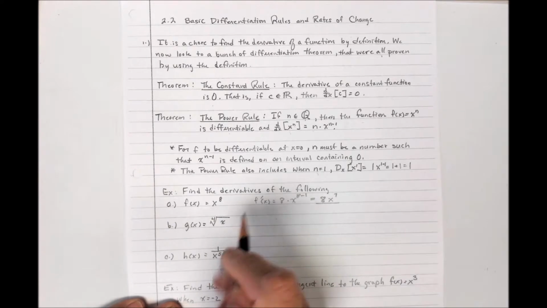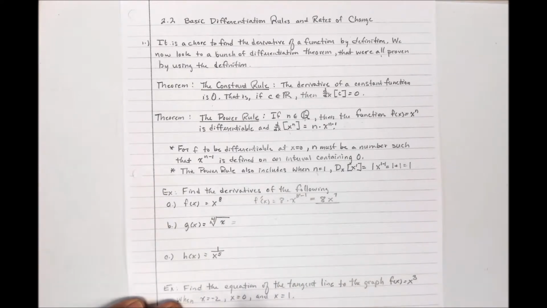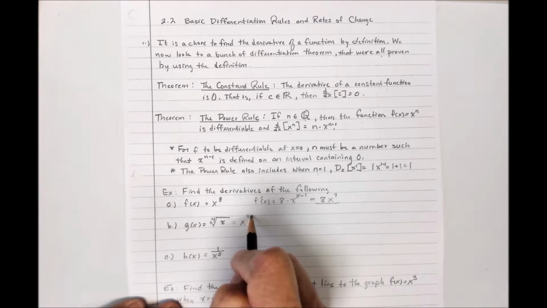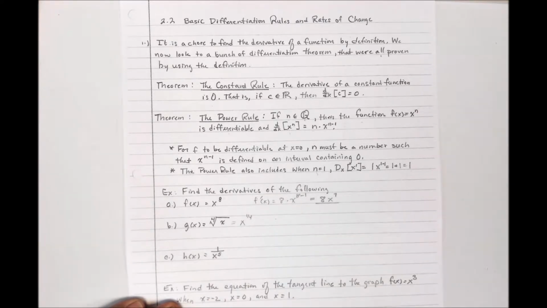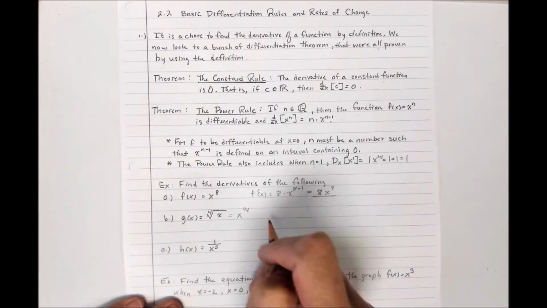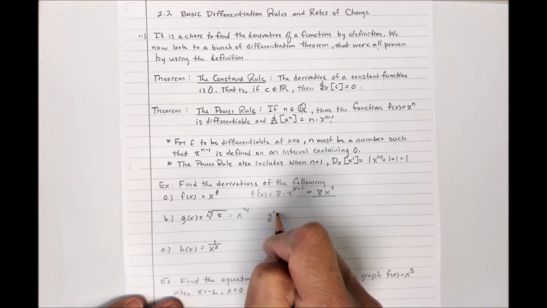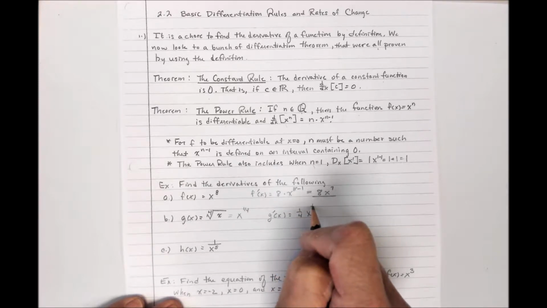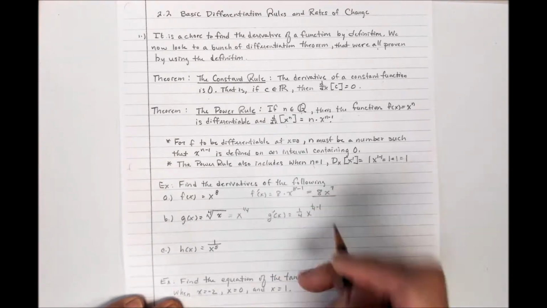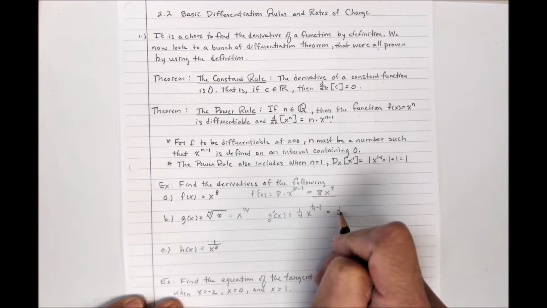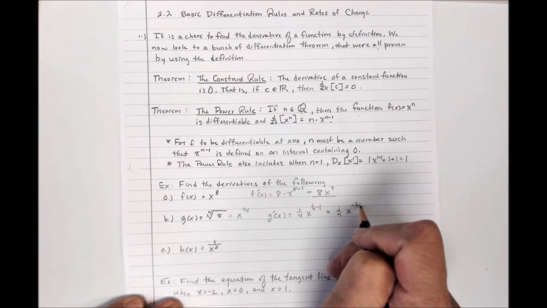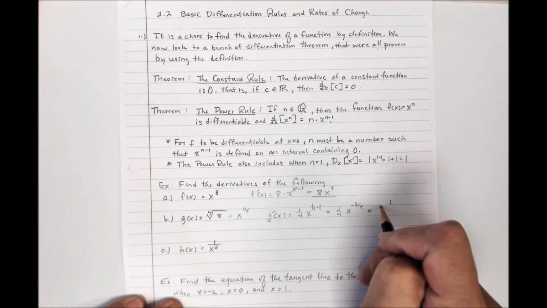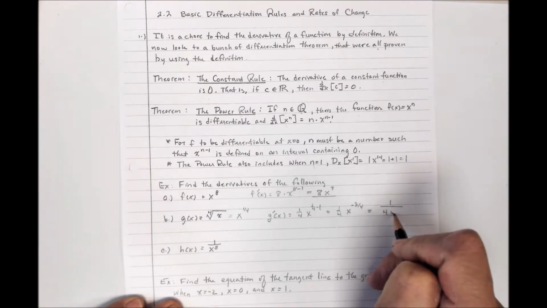Here, I'm going to first rewrite the fourth root of x as x to the 1/4 power, because if it's written this way, then I can use the power rule. Now I'm going to take the derivative, so g prime of x is equal to 1/4 x to the 1/4 minus 1, which would be 1/4 x to the -3/4, or if you prefer, you could write this as 1 over 4x to the 3/4 power.